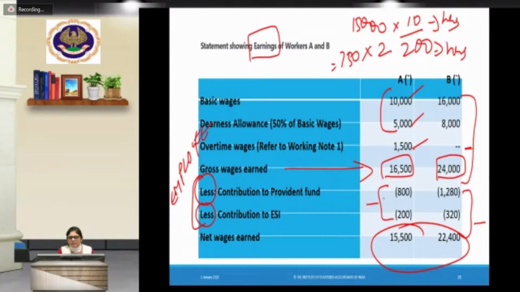So it was 8% on basic. Basic means 10,000. And this was 2% on basic. Basic was 10,000, so 8% on 10,000 and 2% on 10,000. So it has come like this. Similarly, 8% on 16,000, 2% on 16,000. So the contributions are the same and equal. So this contribution which we have deducted is employee contribution. All right. I hope you have understood this. Any doubt before I proceed?